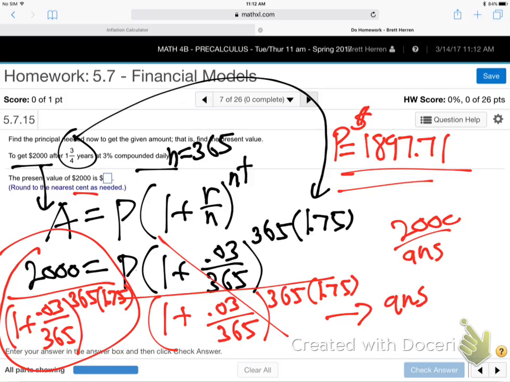Good? Other questions on that? All right, so hang out after about effective rate.